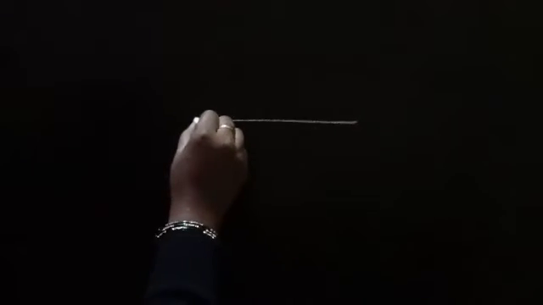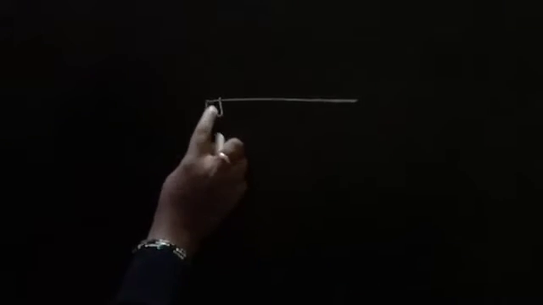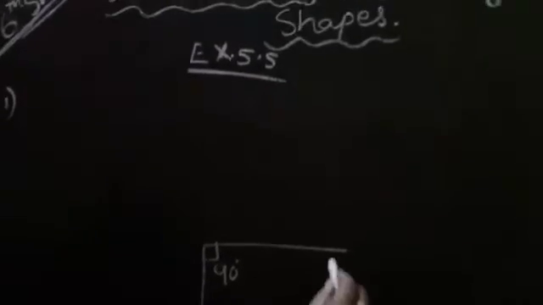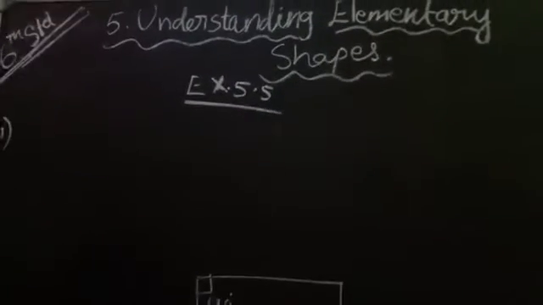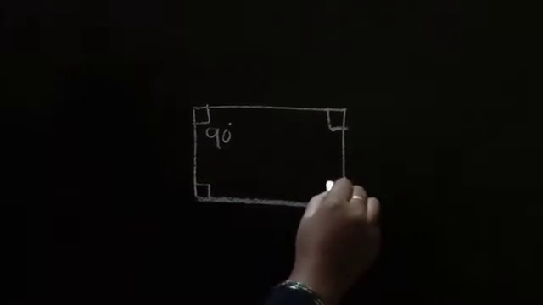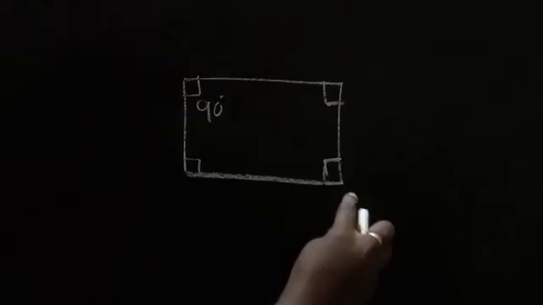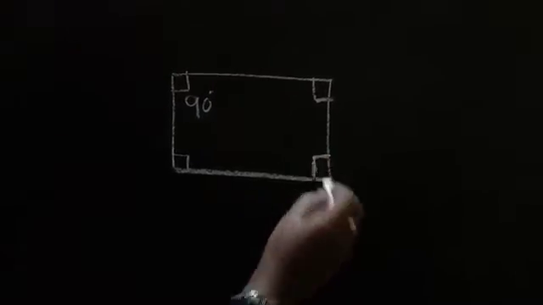So any angle like this will be perpendicular, it will be 90 degrees. For example, this board will also give a shape like this. So all the angles will be 90 degrees. So it is called perpendicular lines. So the angle will be 90 degrees.